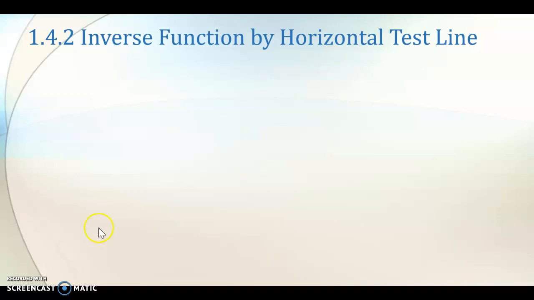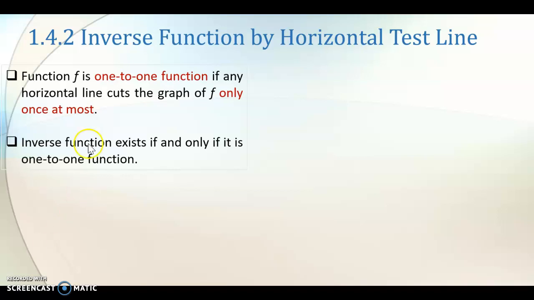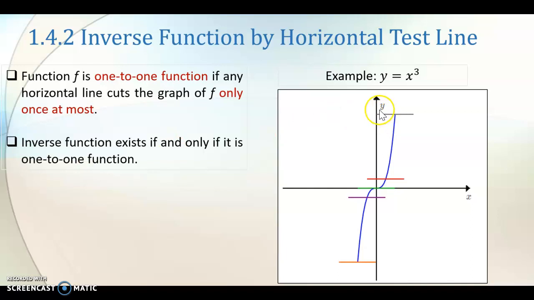Next, how to find the inverse function by the horizontal line test. Function f is a one-to-one function if any horizontal line cuts the graph of f at most once. The inverse function exists if and only if it is a one-to-one function. For example, we have this function, y equals x cubed.